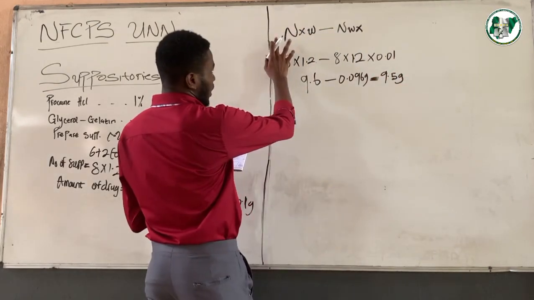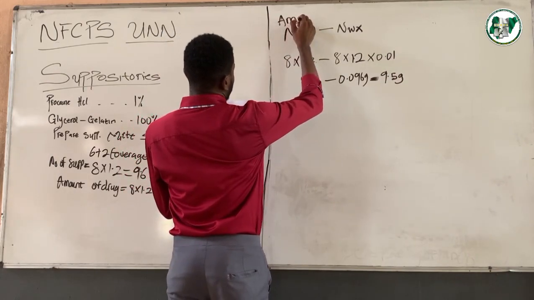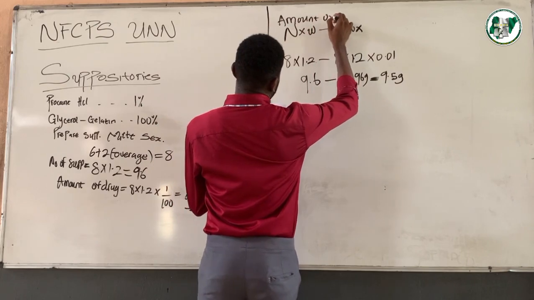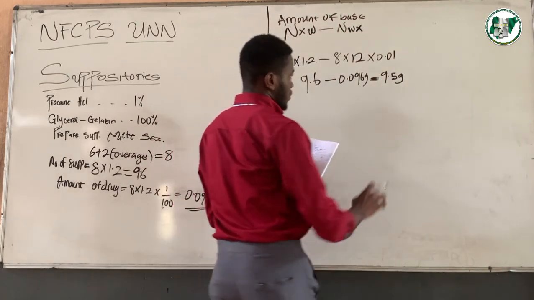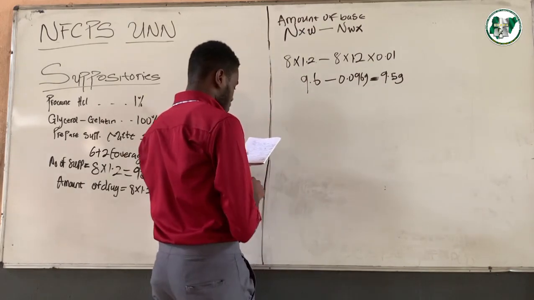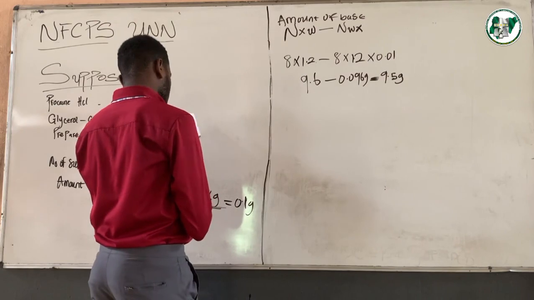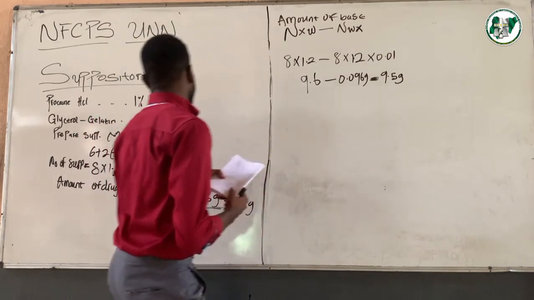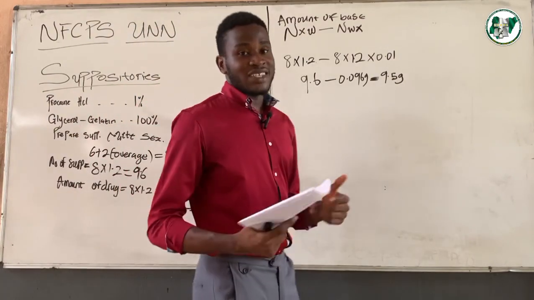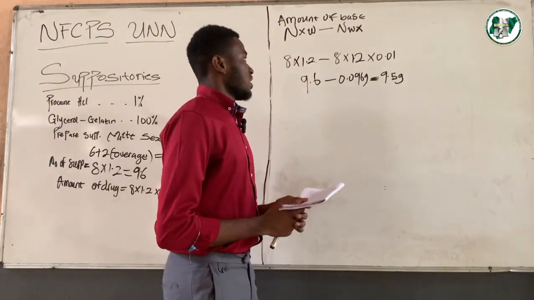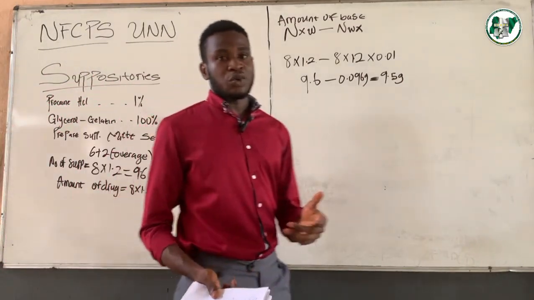Remember, what we are calculating here is the amount of base we are going to be using to prepare this suppository. Now, it's going to be 9.5. Remember, right? So 9.5. Now, for glycerol gelatin, it's not usually a single base. It usually comes as glycerol and gelatin. So it's your responsibility to prepare this in the lab.